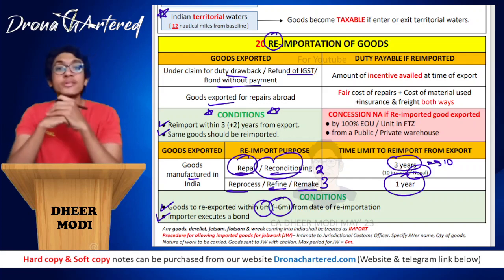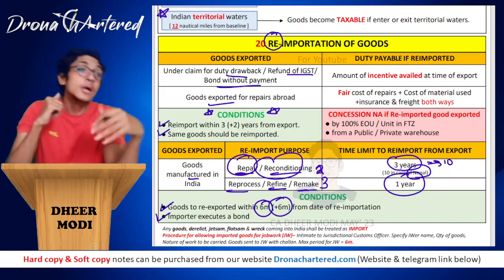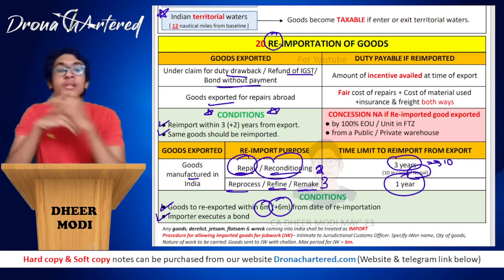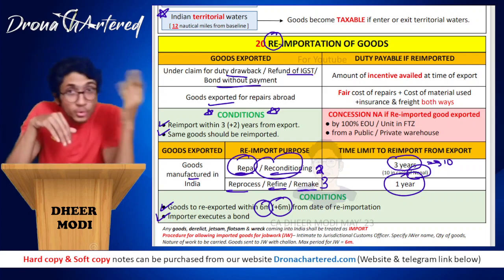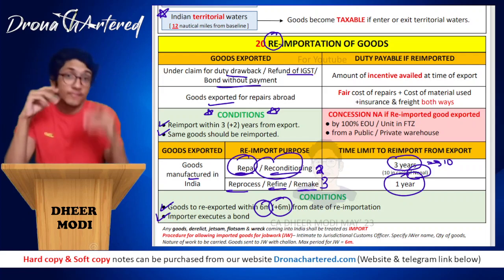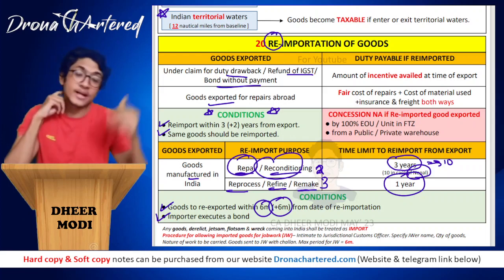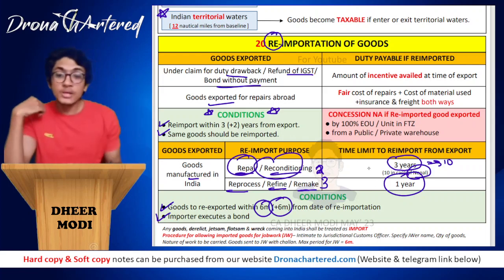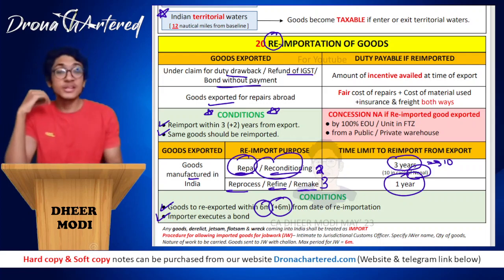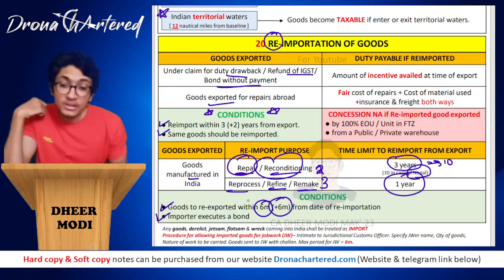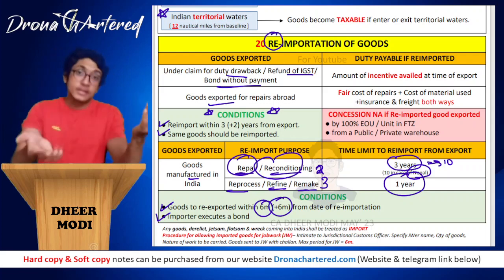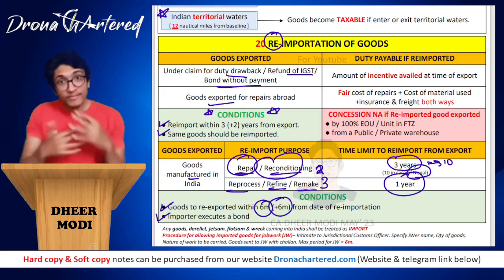Okay, so I hope you understood the story. First you made goods in India, then you exported the goods outside India for the purpose of sale. You sold the goods, you exported them outside India. Now if you want to re-import these goods, your re-importation will only be allowed within 3 years from the date of actual export. If it is for the purpose of repair or reconditioning, then you have a period of 3 years. But if it is for a process of reprocess, refine or remake, in such a case, within 1 year the goods should be re-imported.